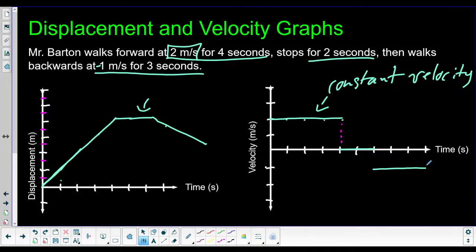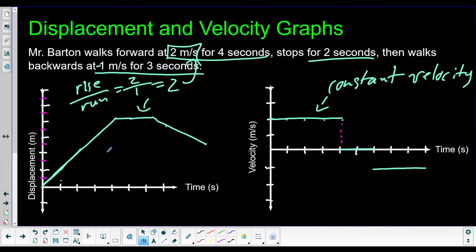Okay, let's look at a couple of things here. Let's ask ourselves, what is the slope of this section? Well, slope is just rise over run. So I went up 2, and I went over 1. Oh, my slope is 2? Wait, my velocity is 2.